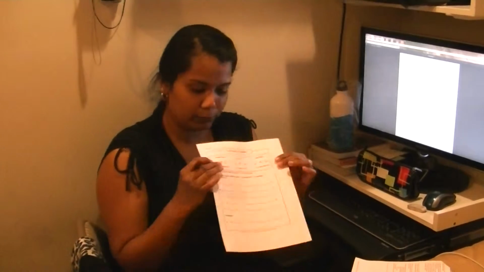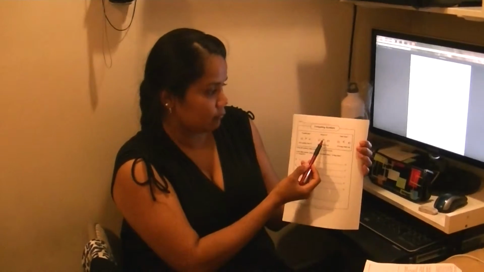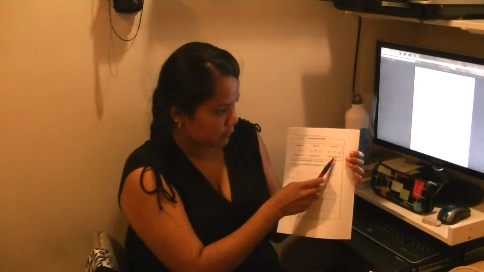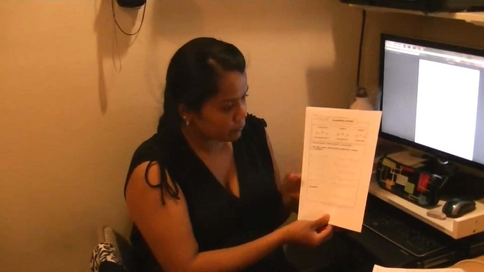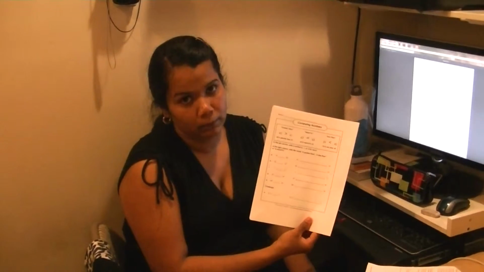Greater than, we write with a sign like this. We write equal to with a simple equal sign, and less than with a sign like this. So I'm going to go ahead and do the first few for you, and then I'll have you try some on your own.